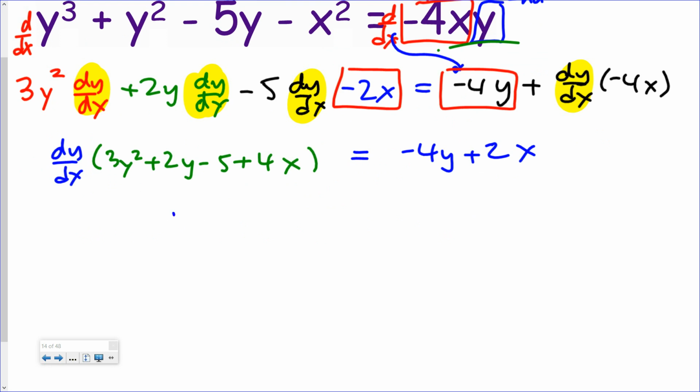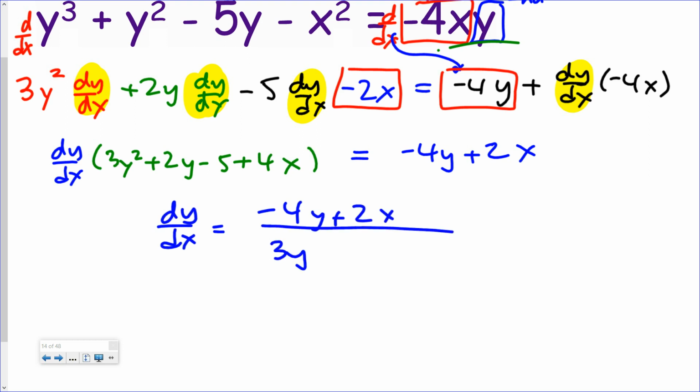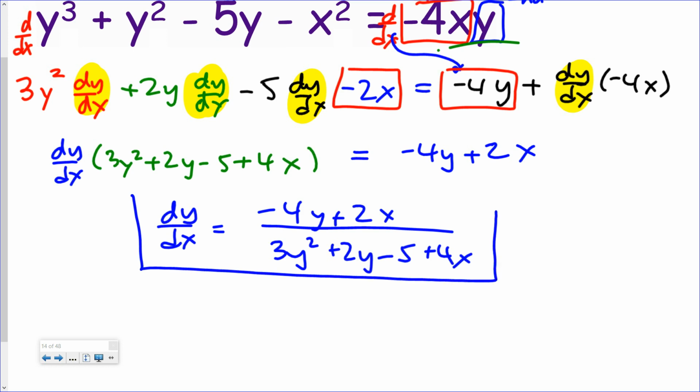Okay, so then your goal is to actually solve for dy/dx. So what do you do to both sides? Divide, right? Divide by this giant factor that you have in front of the dy/dx. And hopefully all my signs are right. If you see something wrong, let me know. But that's my final answer. And again, if every sign of yours is opposite of my sign, then you still have the right answer.